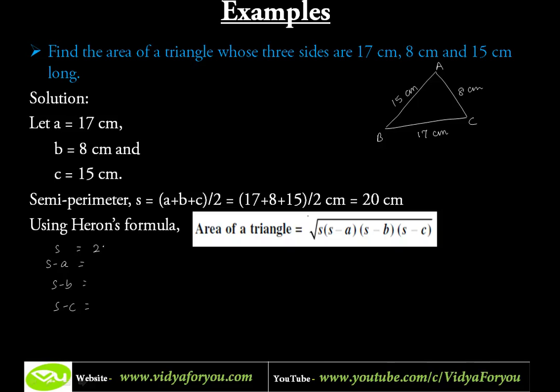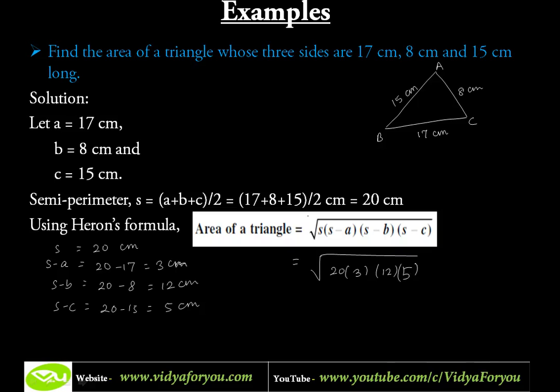S is equal to 20 centimeter. So S minus a will be equal to how much? 20 minus 17, that is 3 centimeter. S minus b will be 12 centimeter. 20 minus 15 is equal to 5 centimeter. So this can be written as 20, 3, 12, 5, with centimeter to the power 4 under the root, or directly you can write it outside as centimeter square.